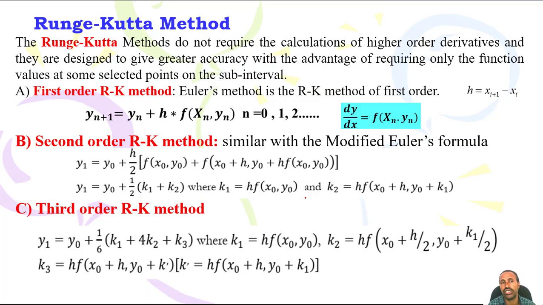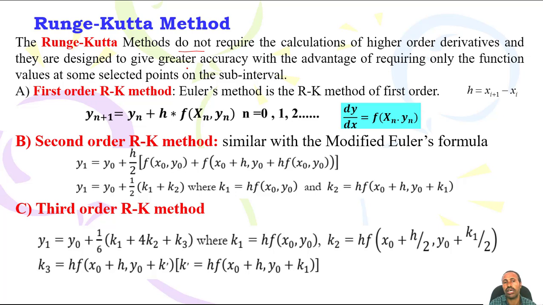And the Runge-Kutta method, this is a very important formula in ordinary differential equations. So the RK methods do not require the calculations of higher order derivatives, and they are designed to give greater accuracy with the advantage of requiring only the function values at some selected points of the sub-interval. So we need just function values. If you have y0, y1, y2, etc., then we will apply this Runge-Kutta method. So in the Runge-Kutta method, you have 3 steps, I think 4 steps.